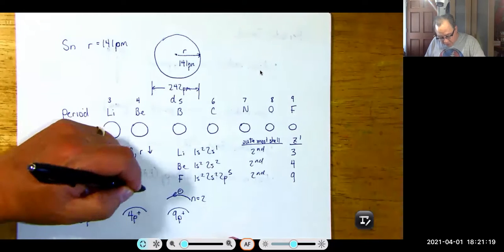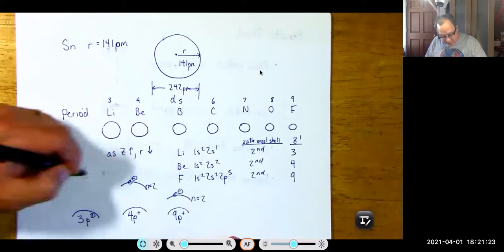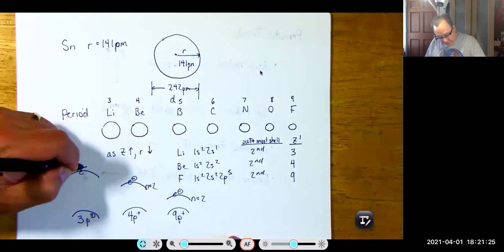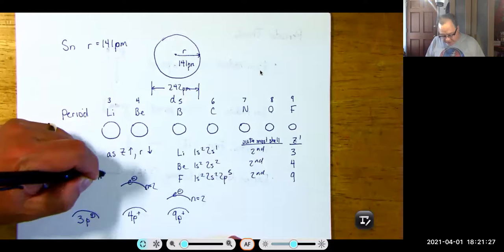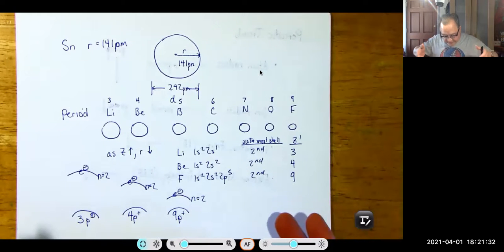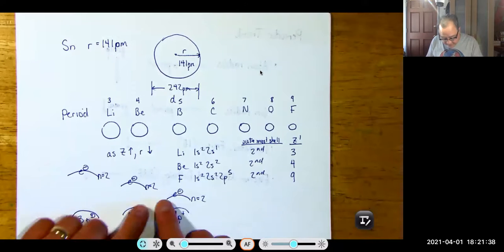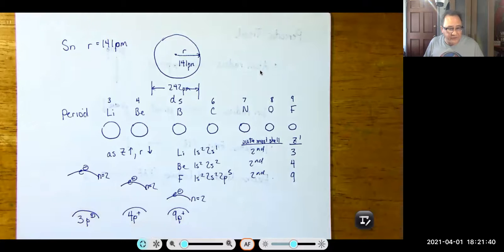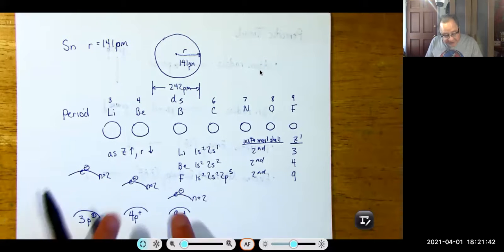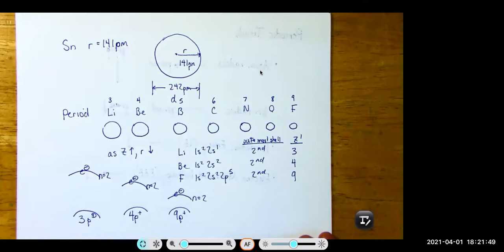The 4 protons are going to do a worse job, and the 3 protons are going to do an even worse job. So what determines the diameter or radius of the atom are 2 things: the outermost shell and the number of protons in the nucleus. When the outermost shell is the same, more protons makes for a smaller atom.